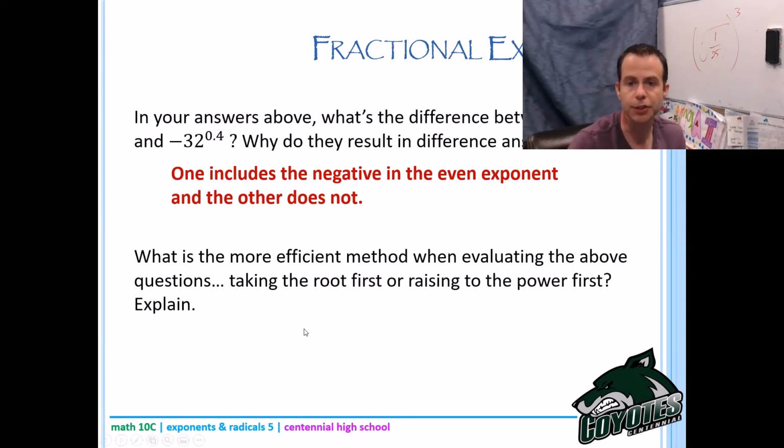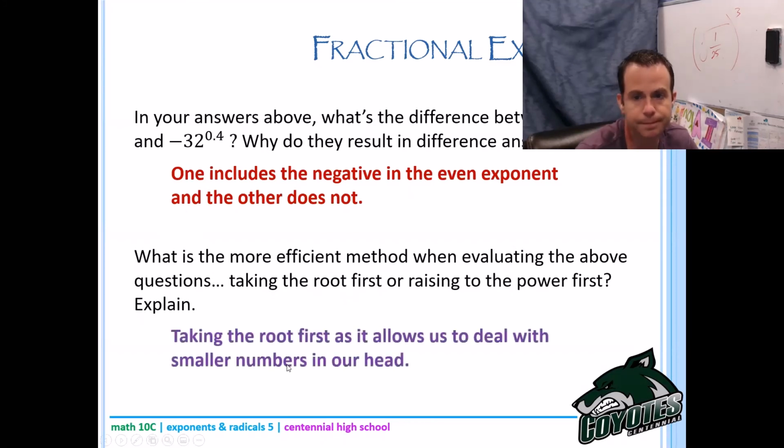What is the more efficient method when evaluating the above questions, taking the root first or raising it to the power first? I kind of already explained that. Again, it doesn't matter. It's whatever you prefer. But taking the root first allows you to deal with smaller numbers before you have to deal with the power. Okay?